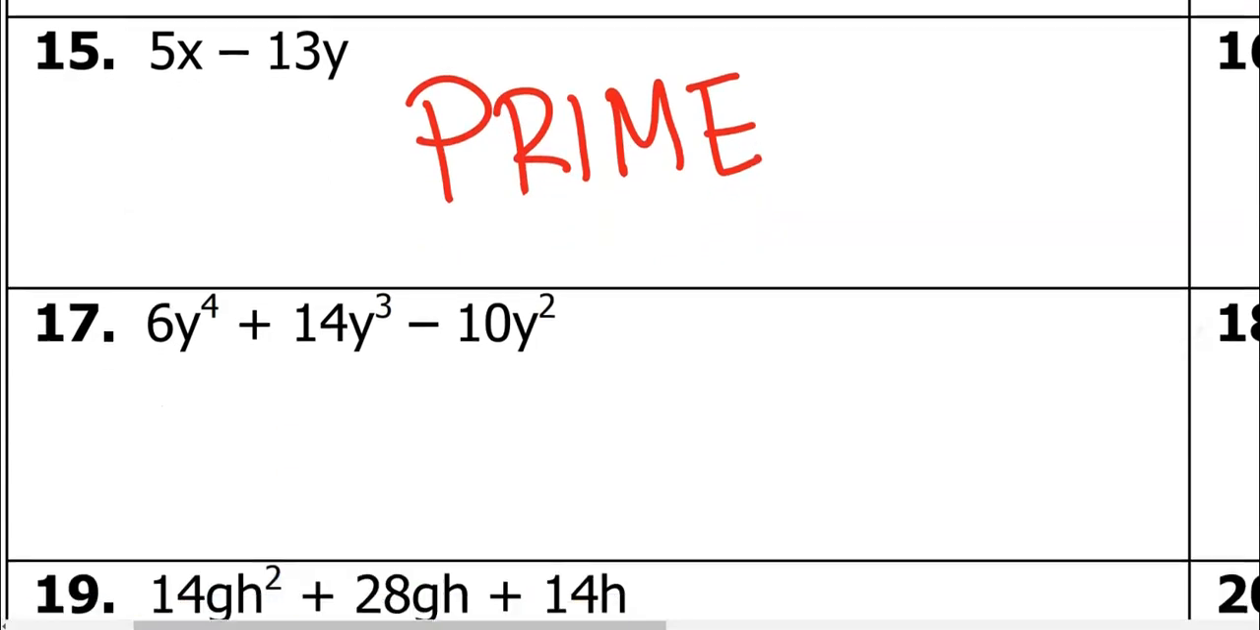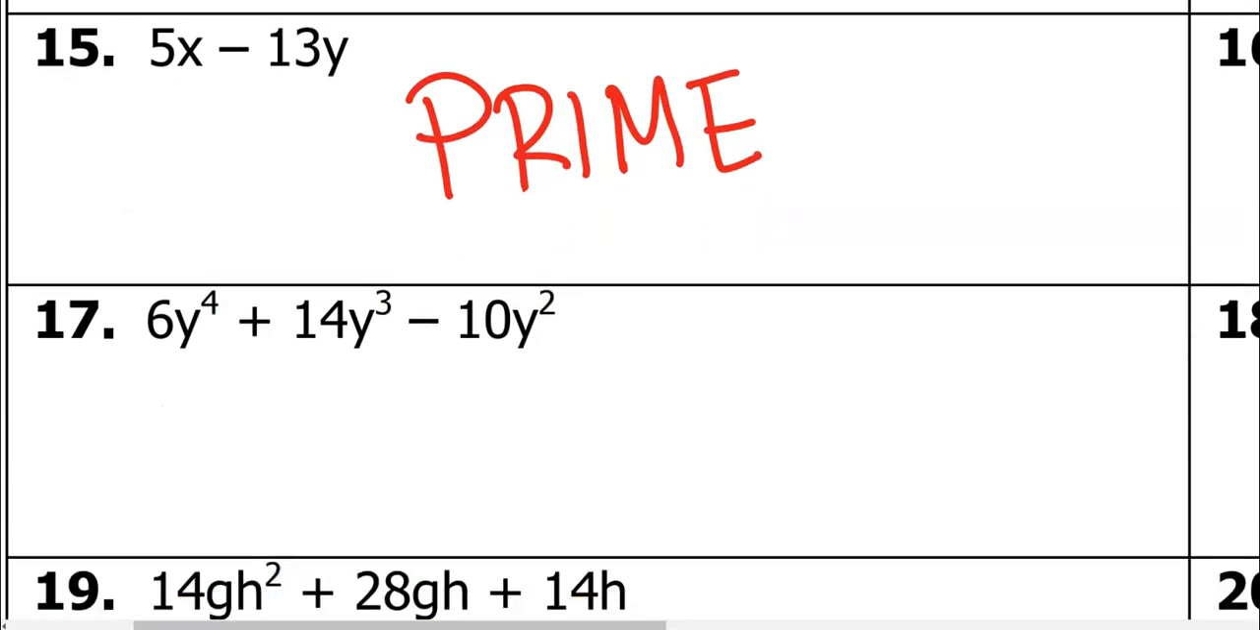All right. 17, we have 3 pieces now. This is a trinomial. Do you think we're going to change what we're doing? No, still look. Now the thing is, all 3 pieces have to be able to be divisible by whatever we're taking out. Okay, right, the same thing. So let's look at numbers first. 6, 14, and 10 can all be divided by 2. Good. Or 2 squared. Not squared.